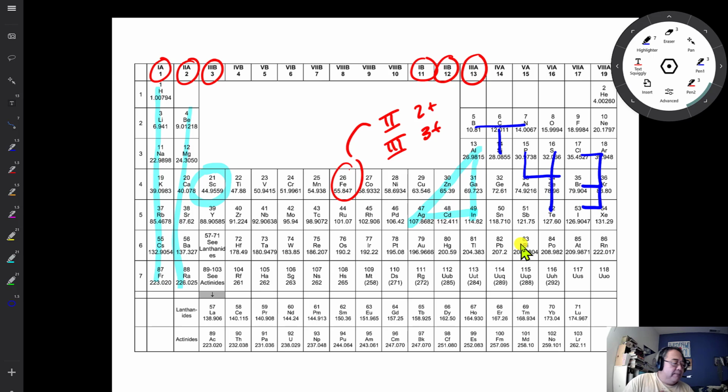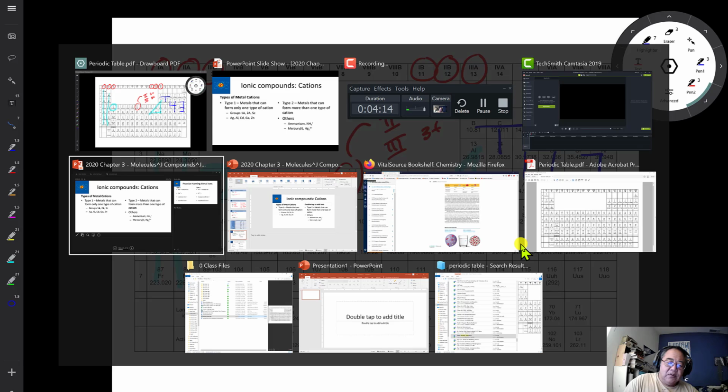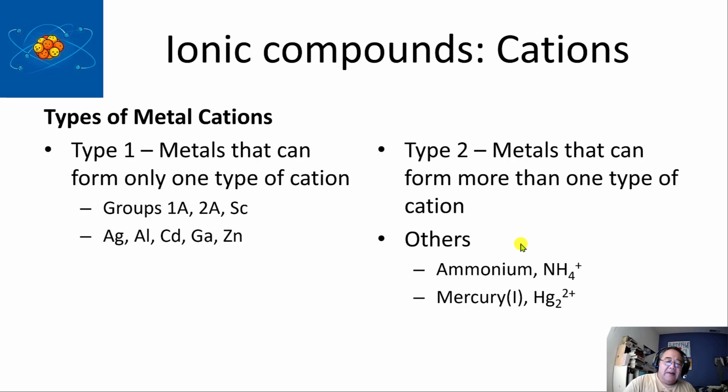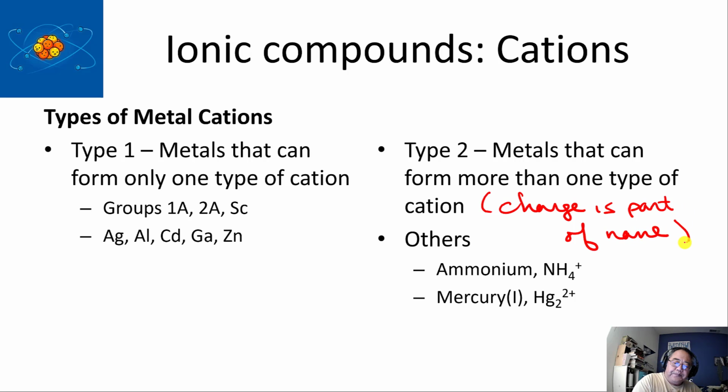All right, so a little quick summary, right? Metals that can form more than one type of cation, those are the type 2s. That's everything that's not type 1. Charge is in the name. Charge is part of the name. Now, for type 1 metal ions, because you can predict it based on where it is in the periodic table, charge is not part of the name.